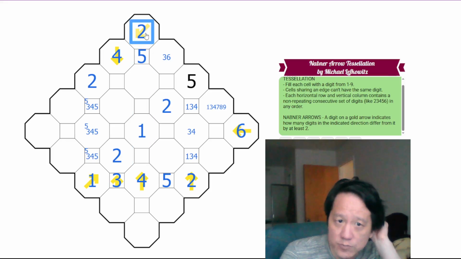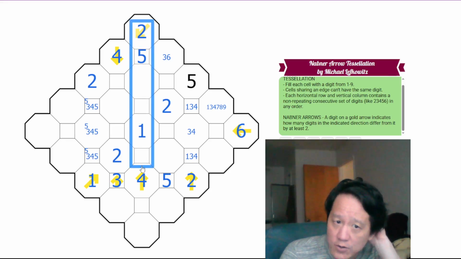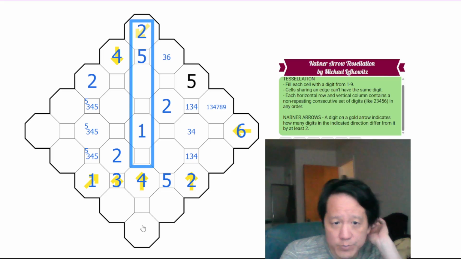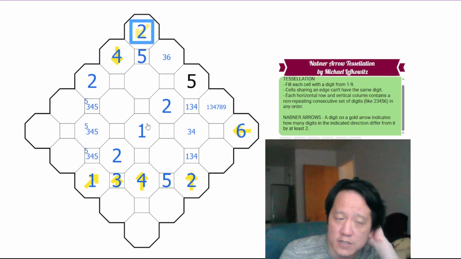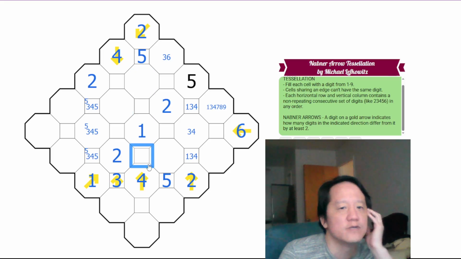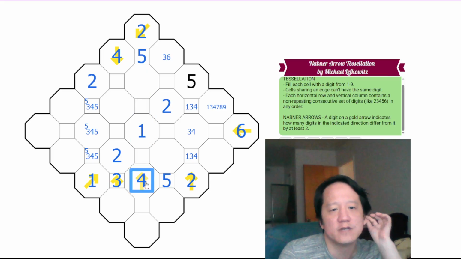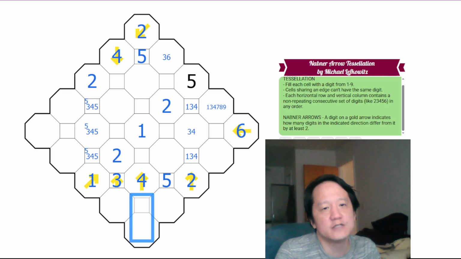4 digits, which are consecutive here, means this cannot be... The 3 has to be one of these digits. So we have 1 and 2 not consecutive. 5 is consecutive. We need 3 to be consecutive, and then the other 2 are not consecutive, which is 4. So this has to be 6 through 9 here. Cannot be 3.